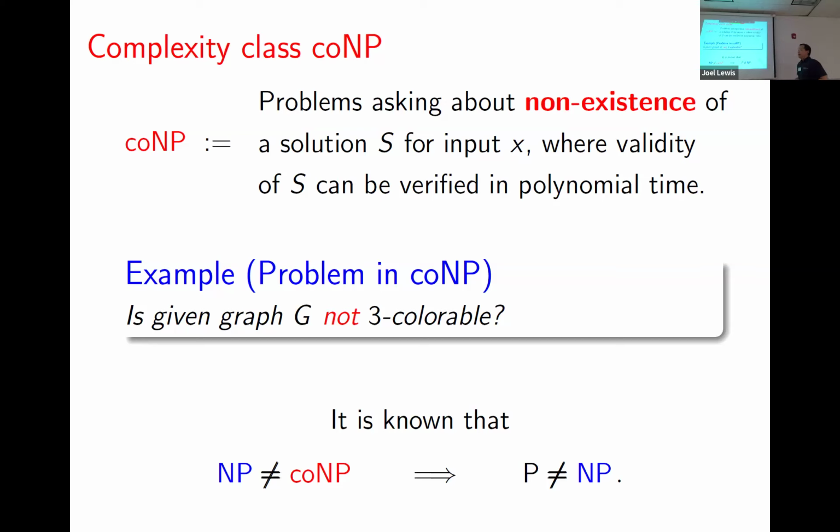And it's known, in fact there is a rigorous proof, that if NP is equal to coNP, then P equals NP. Oh no, this is correct: NP not equal to coNP implies P not equal to NP.